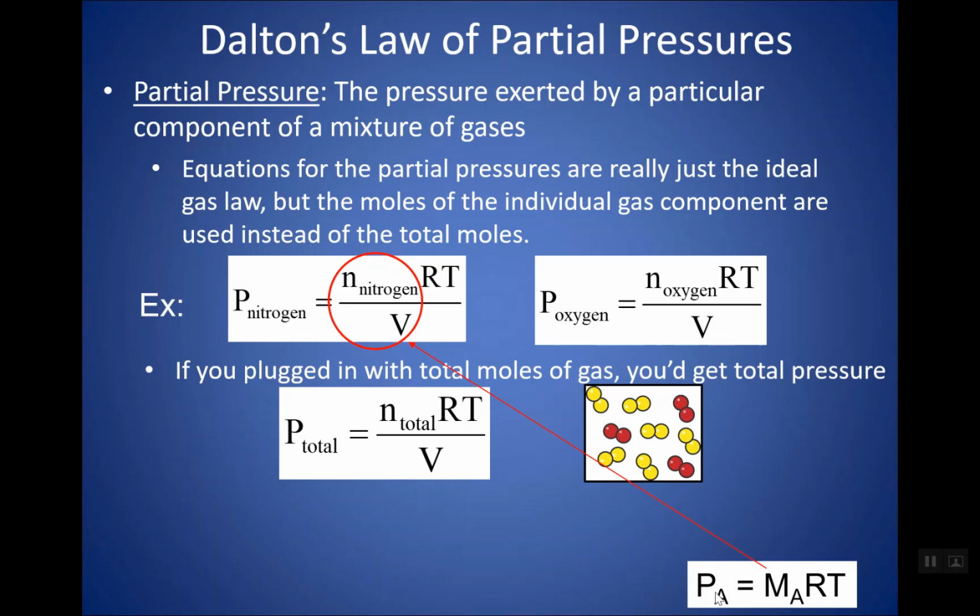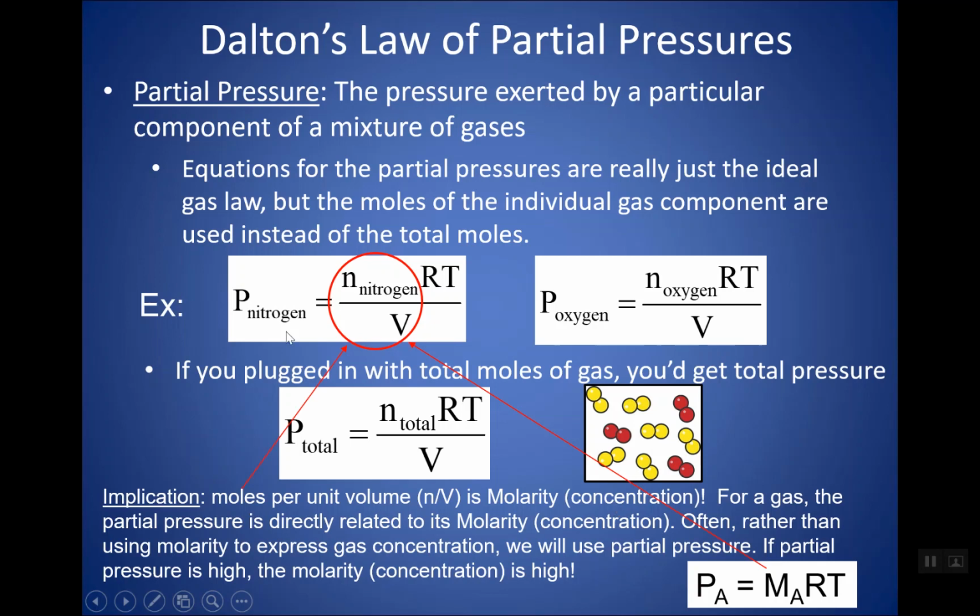A lot of times for gases, rather than recording molarities, people look at partial pressures. And I made this note for you down here. Moles per liter is molarity. For a gas, molarity and partial pressure are directly related. If molarity goes up, concentration goes up, partial pressure goes up. So rather than using molarity for gases, people record partial pressures, and that's really an indication of concentration. It is an indication of how many particles are packed in there per unit volume, because it's directly proportional to molarity. So I just wanted to draw your attention to that.